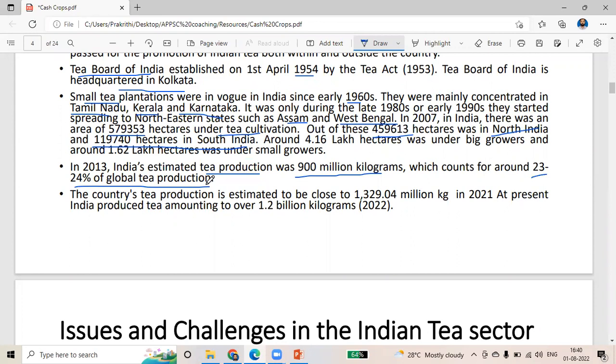Now in 2021, we had 1.3 billion kilograms of tea production in India, and during 2022 we have 1.2 billion kilograms of tea production. So that is the evolution.